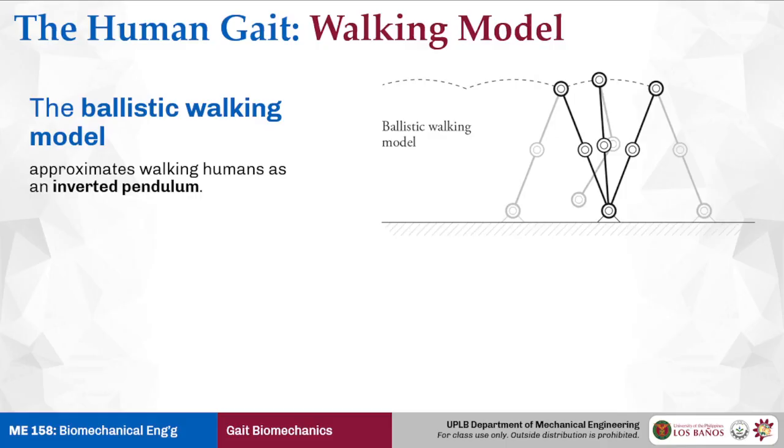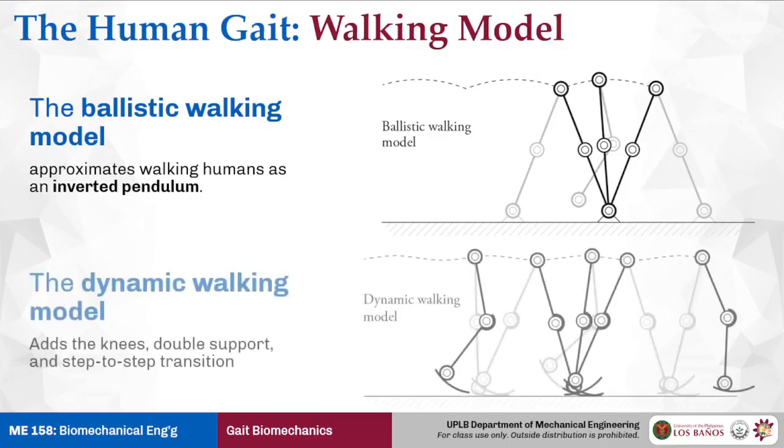If you want to take it to the next level, you use what we call the dynamic walking model. You get a knee flexion, and you also get a non-single-point contact with the floor, so your leg now has a foot. This is a little more complicated, but it's closer to the actual thing.